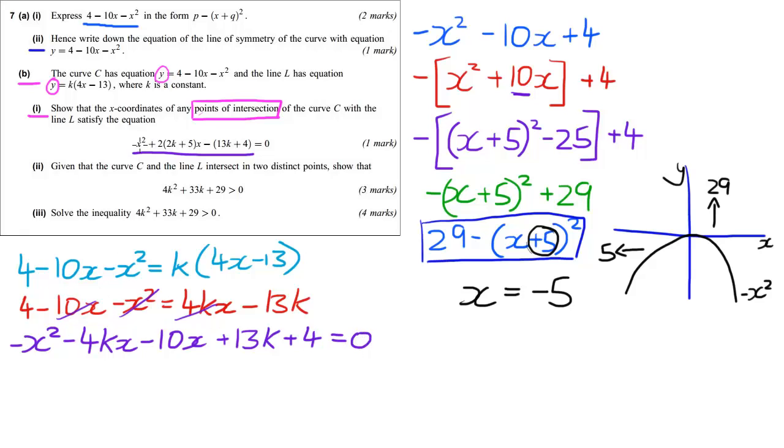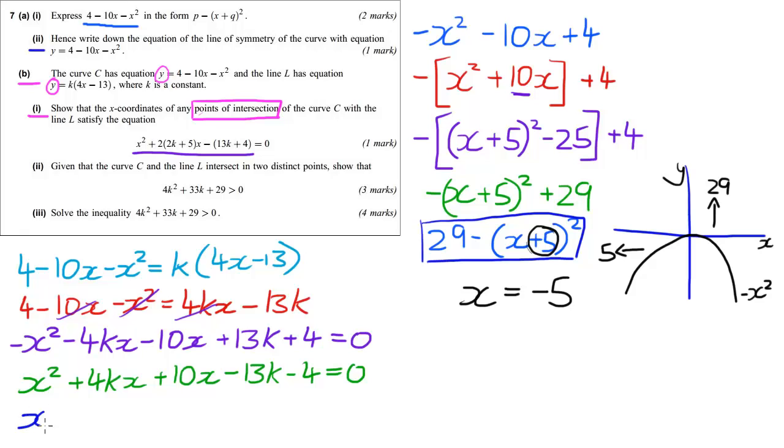And then first we have to times by minus 1 to get this into the positive x squared that they are after. And then after that we have to put these things in brackets. So let's go one step at a time. We're going to have a positive x squared plus 4kx plus 10x, then minus 13k minus 4 is equal to 0. And then let's group our terms together.